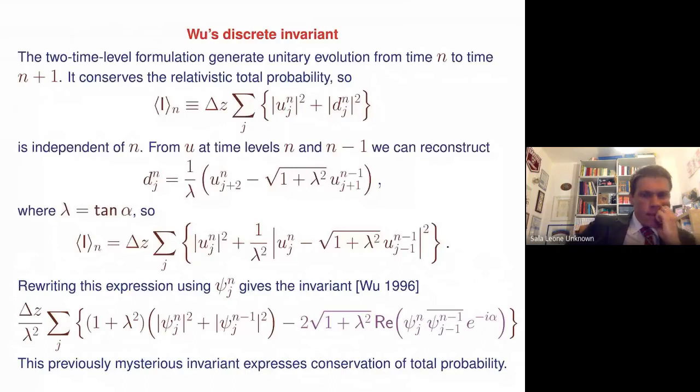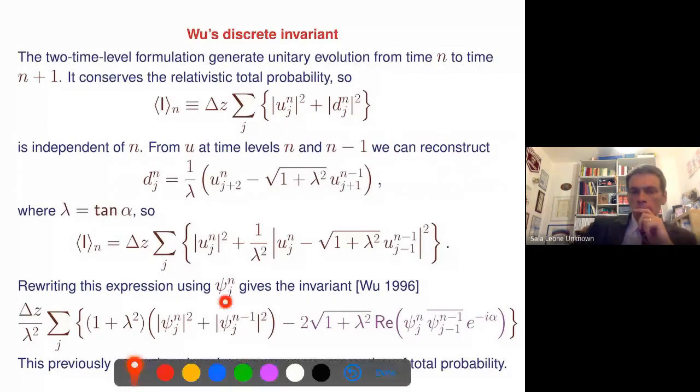And it knows it's a relativistic scheme, so it conserves this, but it doesn't conserve these bits by themselves, which is what you'd expect for just the Schrödinger equation.